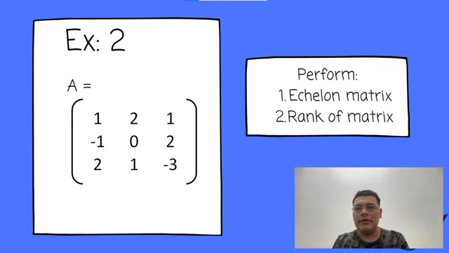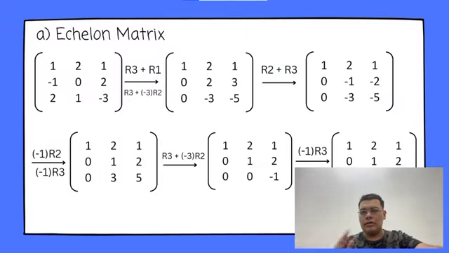Assalamu alaikum, a very good morning. My name is Faris Muhammad Abdul Majid, and today we're going to talk about example number 2 and example number 3. We have example number 2, the 3 by 3 matrix A, [1, 2, 1; -1, 0, 2; 2, 1, -3]. We need to, number 1, find the echelon matrix, and number 2, find the rank of the matrix. So let's jump to it.